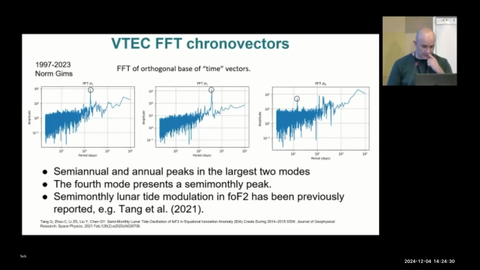Interestingly, in the fourth mode, we pick something that is close to 14 days, a semi-monthly peak. And there are several papers about this period in the ionosphere. In particular, we have studied this one from Tang et al. in 2021, where they presented the semi-monthly lunar time modulation in foF2.